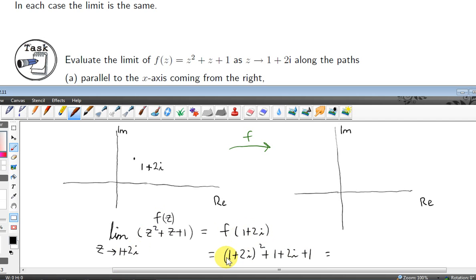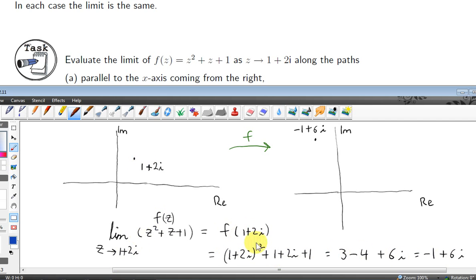Let's look at the real part. Well, we have a 1 squared plus 1 plus 1, that's 3. Then we have 2i squared. Well, that's 2i times 2i is 4i squared, that's minus 4. Now let's get the imaginary part. From here, the imaginary part is 4i, and then we have a 2i, so that gives us 6i. So we get minus 1 plus 6i.